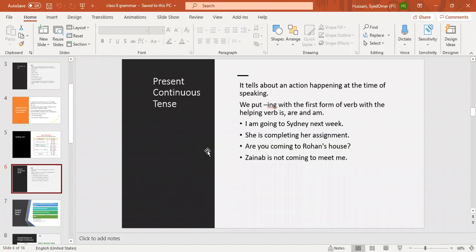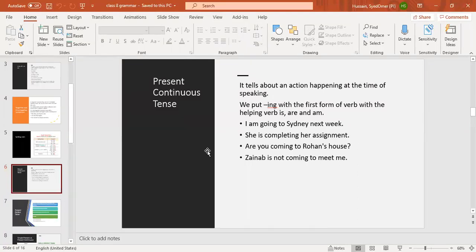So we are going to change the helping verb. In present continuous tense, we put the helping verb is, are, am. In past continuous, we put the helping verb was, were. In future continuous, we put the helping verb will be or shall be. So remember, in all continuous tenses, this is an easy way to learn the tenses, because tenses are always confused.